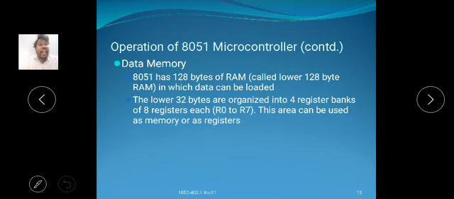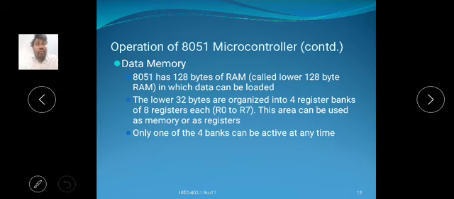And the next one is the data memory. The 8051 has 128 bytes of RAM, random access memory, called the lower 128 byte RAM, in which data can be loaded.